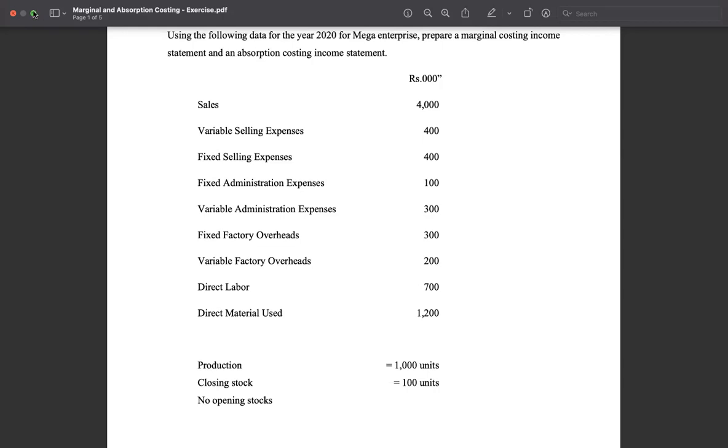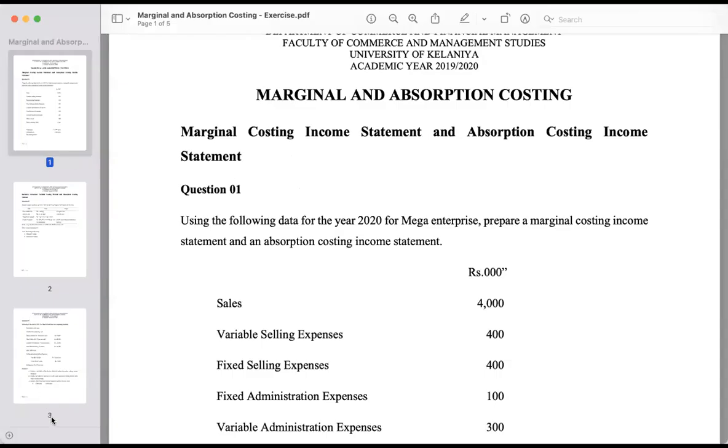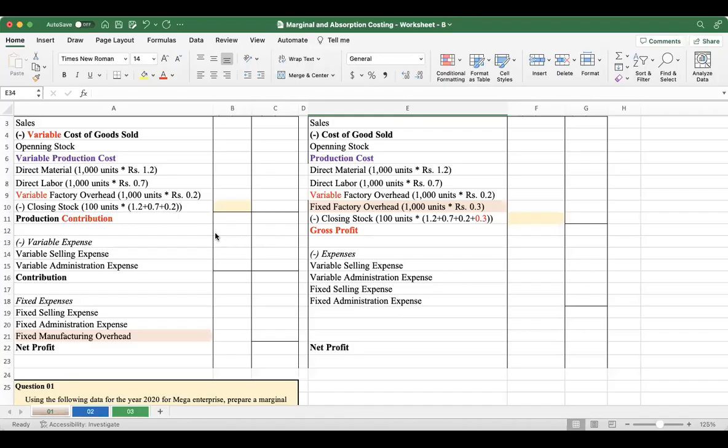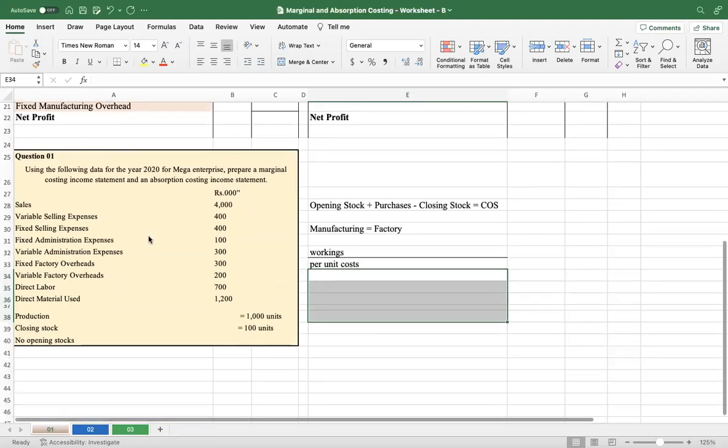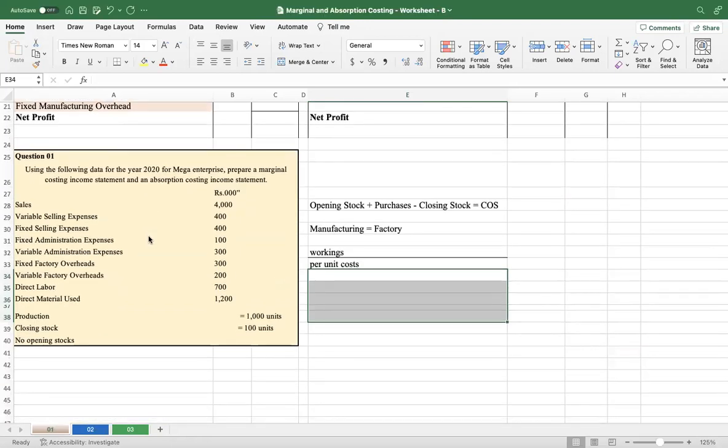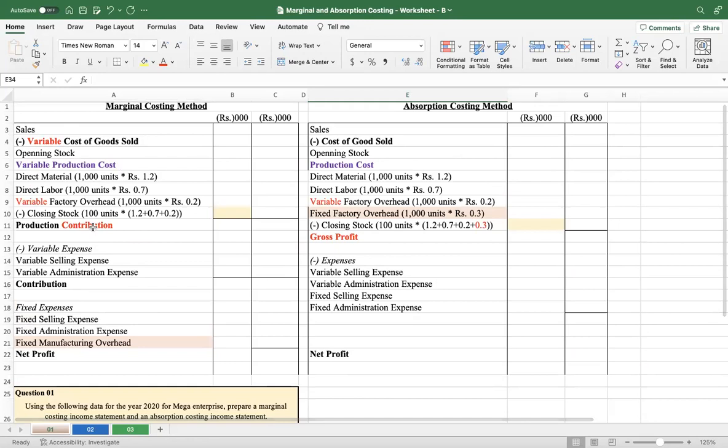Now I will prepare this question in an Excel sheet. So you all can take your pen and paper and try to solve this question with me, right? For my convenience, I inserted the question here in the Excel sheet. Since it would consume a lot of time to input these data, the sales, variable costs and so on, and to draw these income statements, I already drew them. So now we just have to discuss the answer.